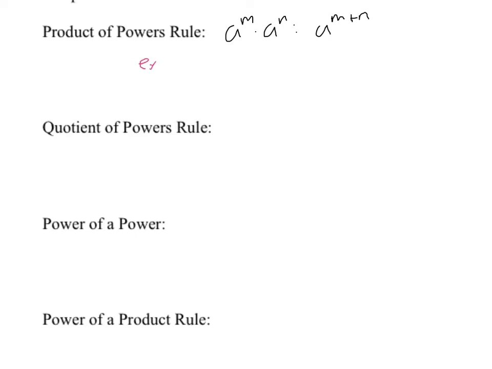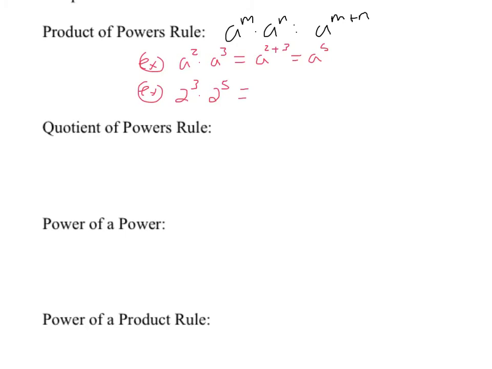So some common examples are, if I have a to the second times a to the third, my answer would be found by adding those two exponents, which would give me a to the fifth. Now that goes for letters or numbers. So I could also have an example where I have 2 to the third times 2 to the fifth.